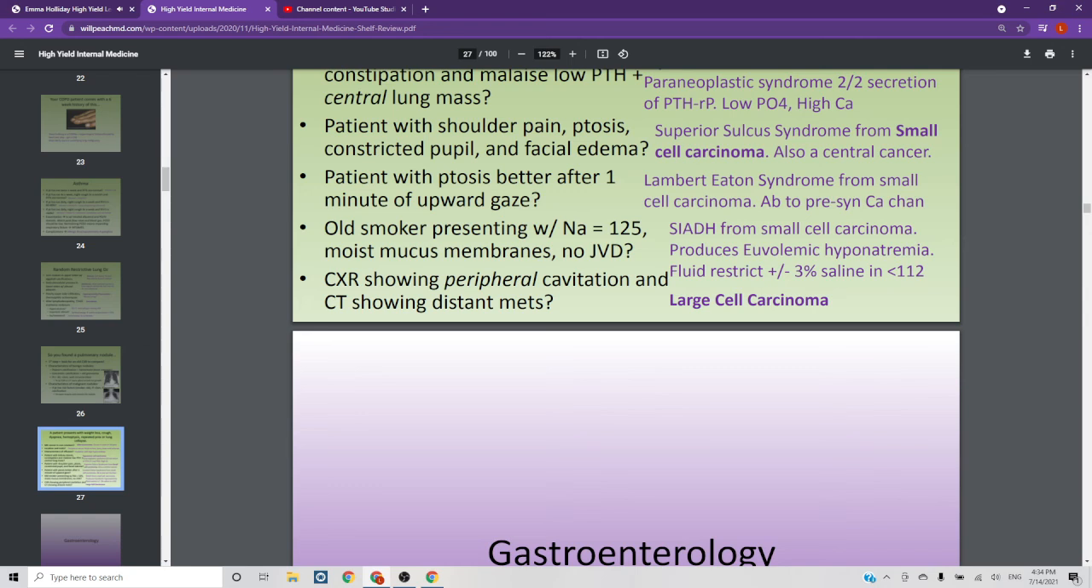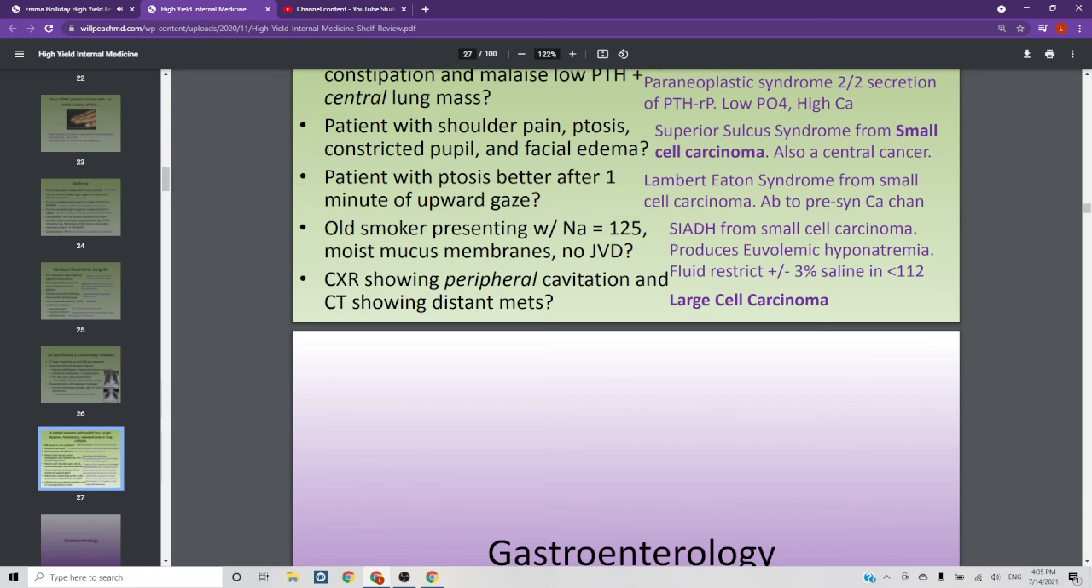Large cell. So the things you need to remember about large cell, it's another peripheral cancer. It's more likely to cause cavitation, and they're usually pretty metastatic upon diagnosis. So really, for treatment, we care about small cell and non-small cell. And what's the difference? Yeah, so the non-small cell tumors, it's usually a little bit easier to resect. Small cell tumors are really sensitive to chemo and radiation. So those are the mainstays of treatment first line.